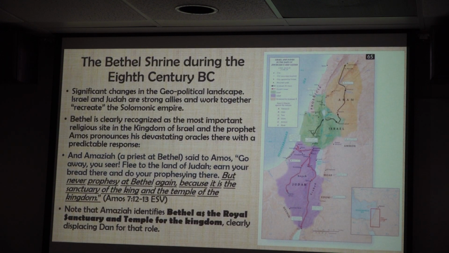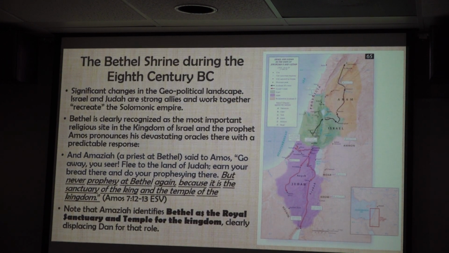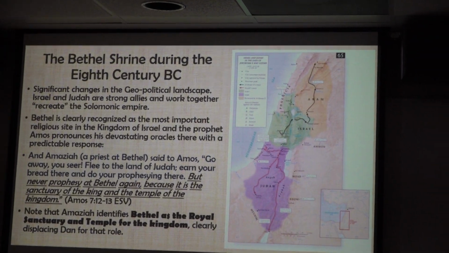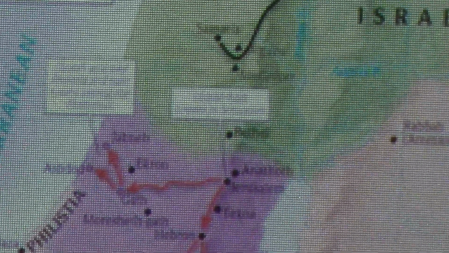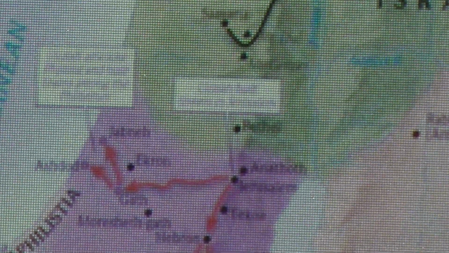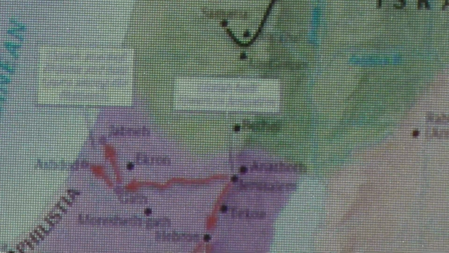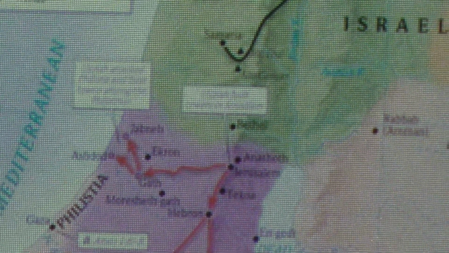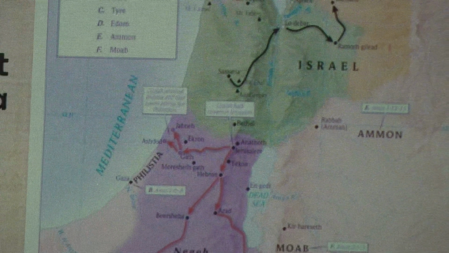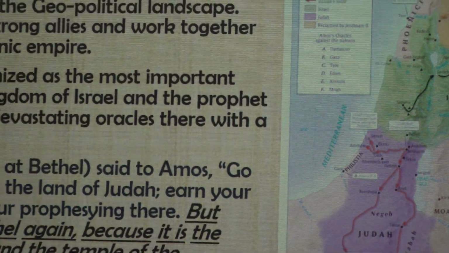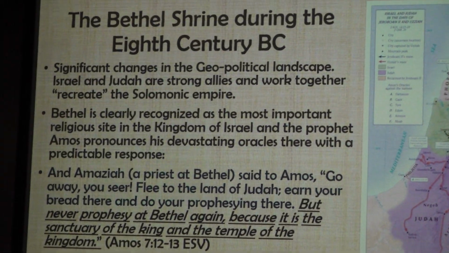Now, during the 8th century, there was a change in the geopolitical makeup of these 2 kingdoms. They were allied together, and they were both prosperous, and they expanded. Judah to the south and west, Israel to the east and north. And the 2 of them together fairly almost recreated or equaled the kingdom of Solomon.